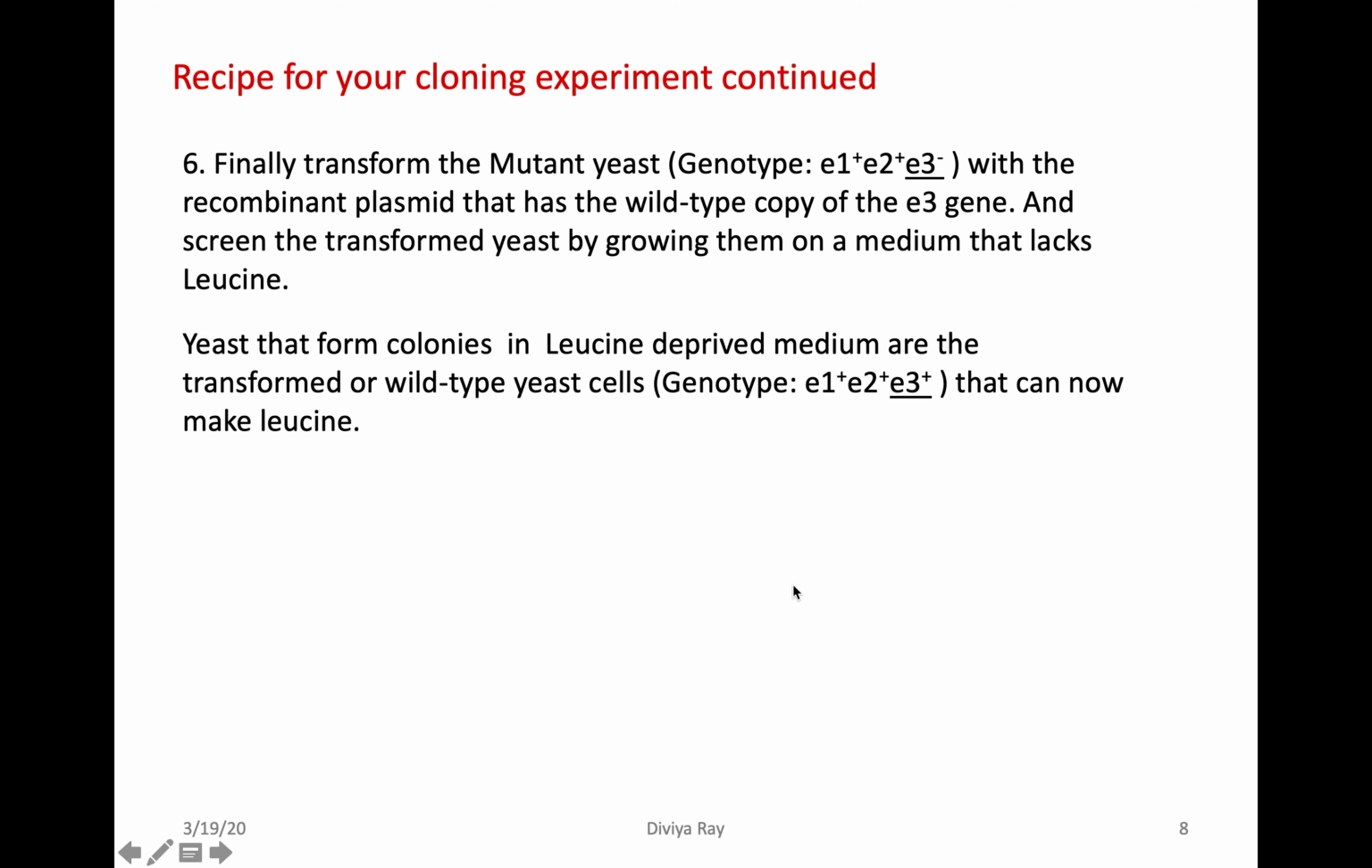So you have successfully converted the mutant yeast to the wild type yeast by inserting a recombinant plasmid that has the wild type form of the E3 gene as an insert. So your first experiment is successful. So now let's move on to the next experiment.